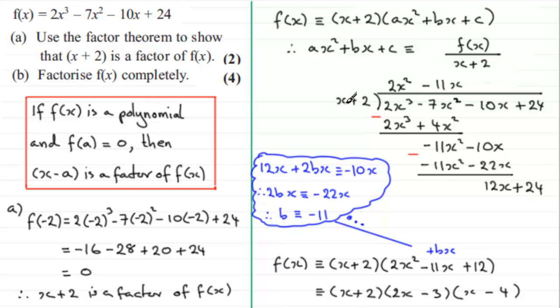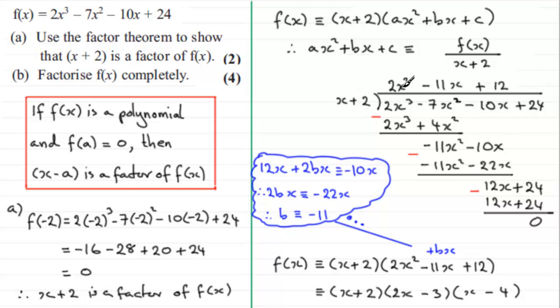What do we multiply x by to give 12x? And that's going to be plus 12. 12 times x plus 2 is going to give us 12x plus 24. And again, if we subtract these to work out what the remainder is, we end up with 0, which is what we would expect. Remember, x plus 2 is a factor, so it should go into that exactly. If we didn't get 0, then obviously there would have been an error somewhere in here.